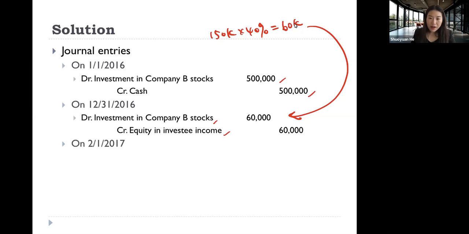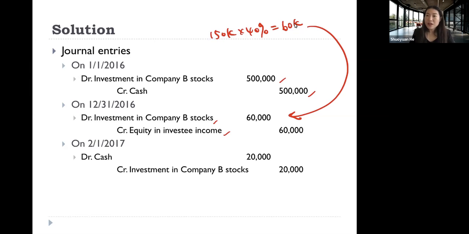And then on February 1st, company B paid a dividend of 50,000. So what is the general entry? From company A's perspective as an investor, it is receiving the dividend from company B. So it debits cash and credits the investment account. It is using its investment account to mirror the change in shareholders' equity account of company B. The total dividend paid out by company B is 50,000, and company A has 40% of that, so that is 20,000 for company A.